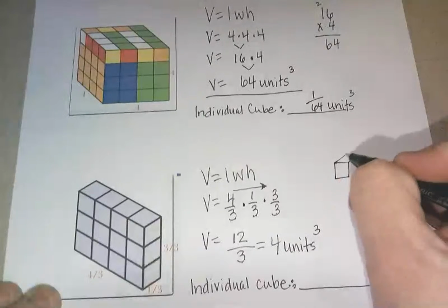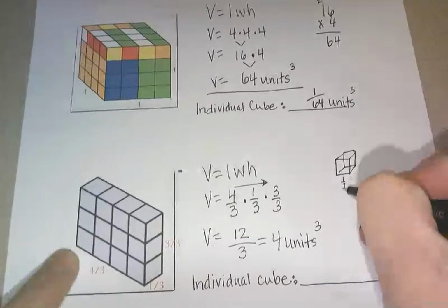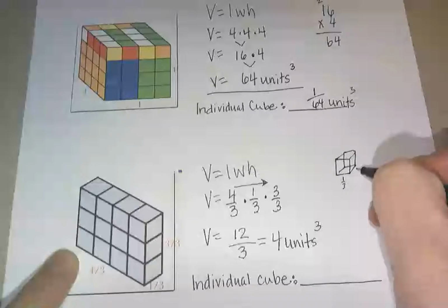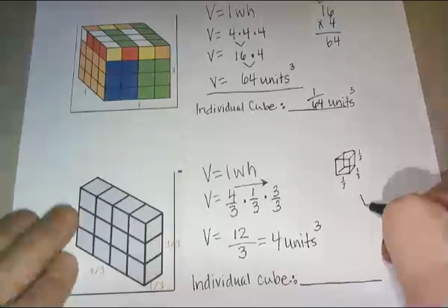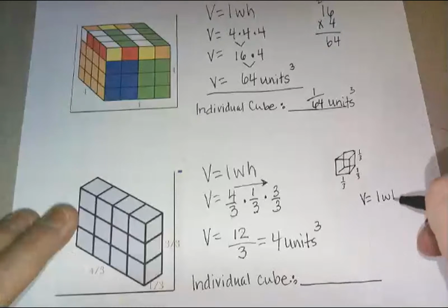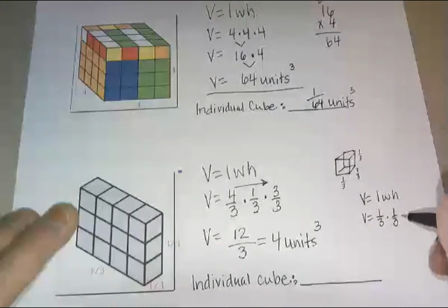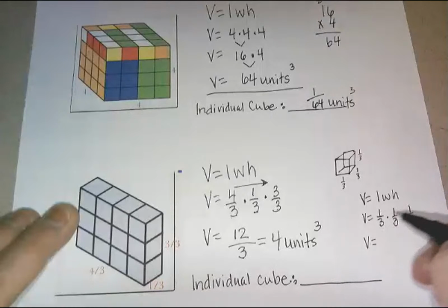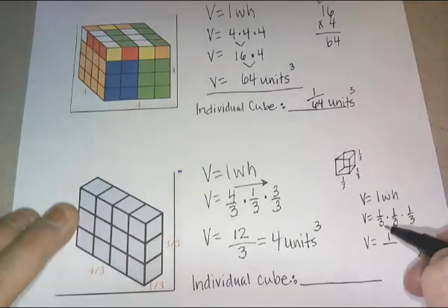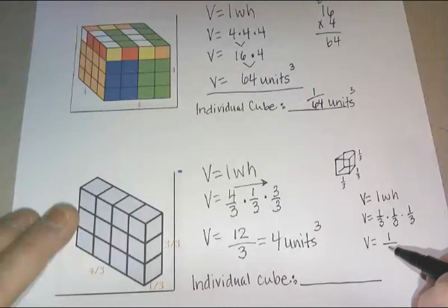that one little cube is going to be 1/3 by 1/3 by 1/3. So the volume for that one, length times width times height, is going to be 1/3 times 1/3 times 1/3. So my volume equals, and go straight across, 1 times 1 times 1 is 1. And at the bottom, 3 times 3 is 9. 9 times 3 is 27.